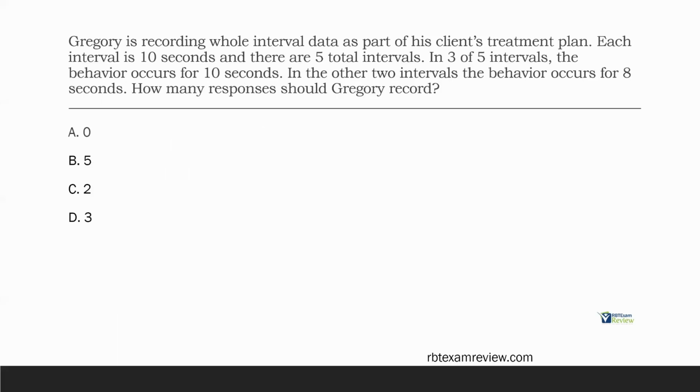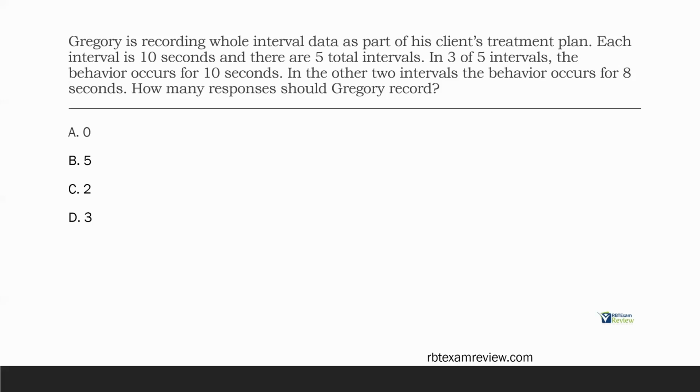Gregory is recording whole interval data as part of his client's treatment plan. Each interval is 10 seconds, and there are 5 total intervals. In 3 of the 5 intervals, the behavior occurs for 10 seconds. In the other 2 intervals, the behavior occurs for 8 seconds. How many responses should Gregory record?